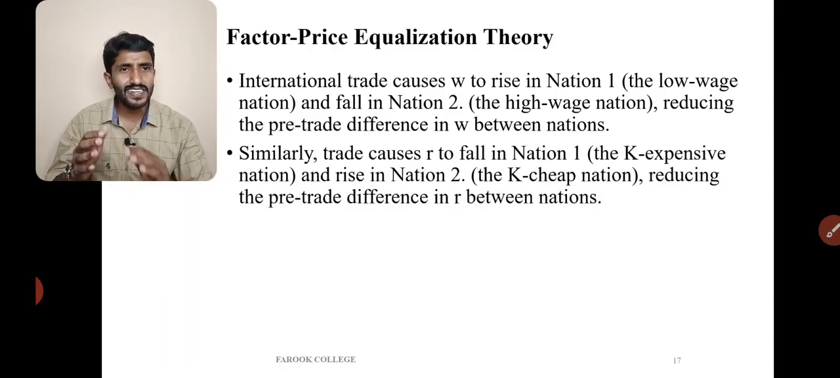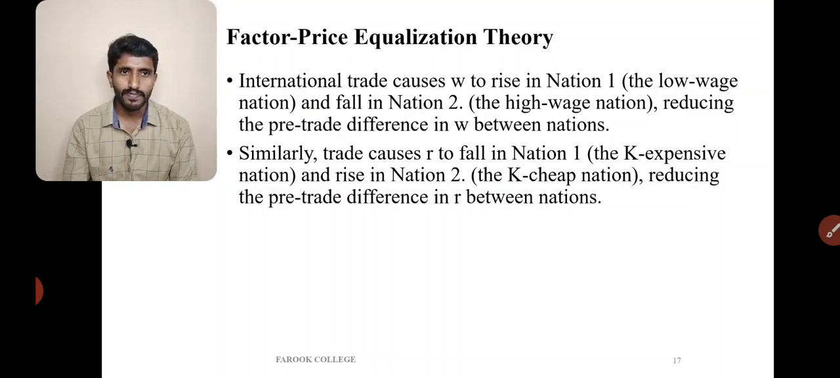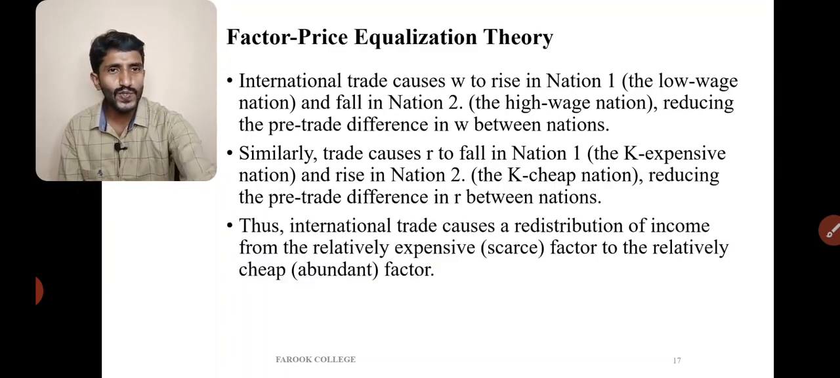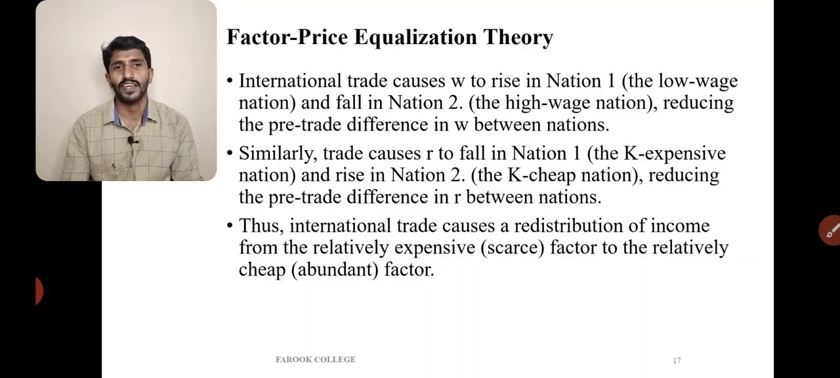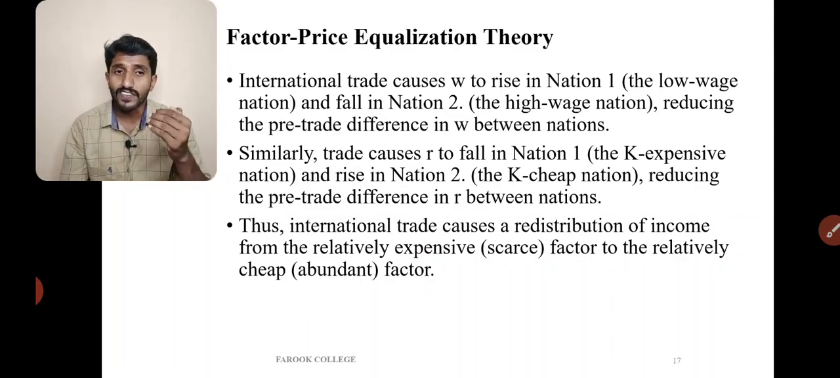Then secondly, similarly, trade causes R to fall in nation 1. Capital doesn't have much demand now. So the R falls in nation 1, which is a capital expensive nation, and rises in nation 2, which is a capital cheap nation, reducing the pre-trade difference in R between nations.